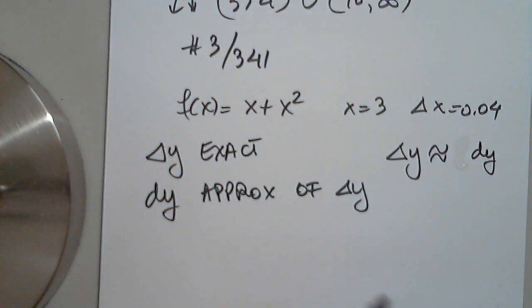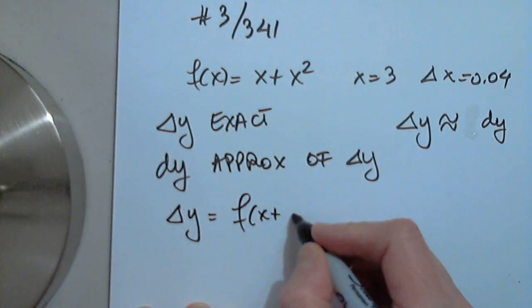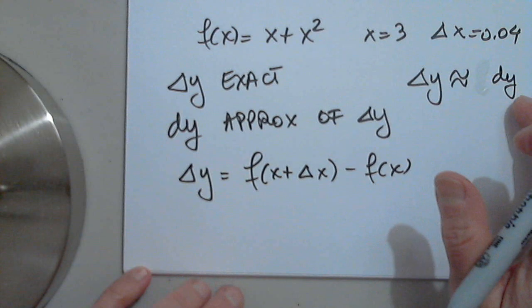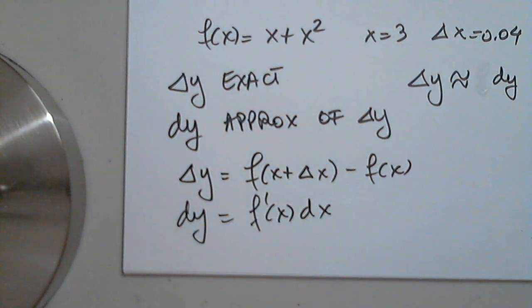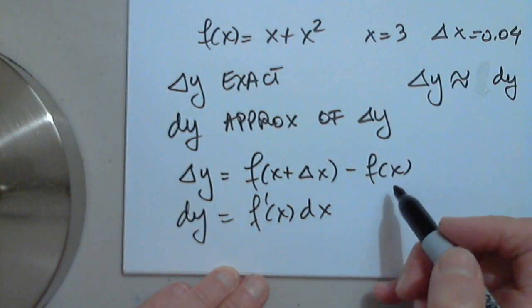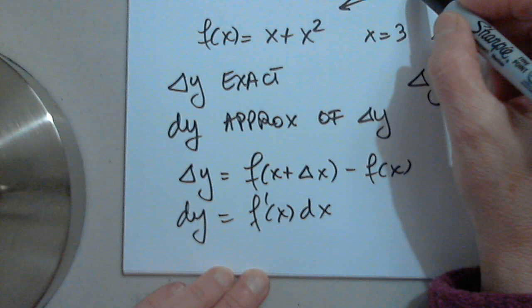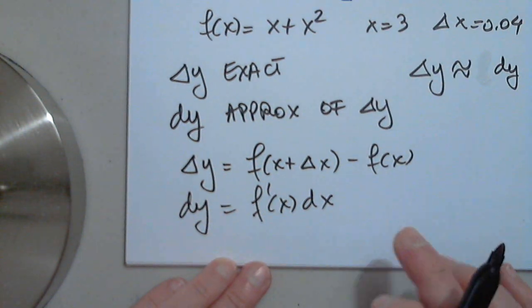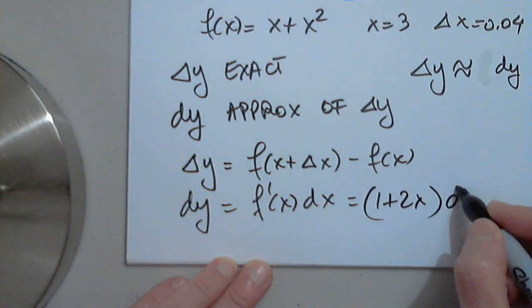Okay. So the exact formula is f of x plus delta x minus f of x. dy is a very nice and easy formula. It's f prime of x dx. This is complicated. This is easy. When I find f prime of x, I get 1 plus 2x. So this is, as I said, easy. 1 plus 2x times dx.